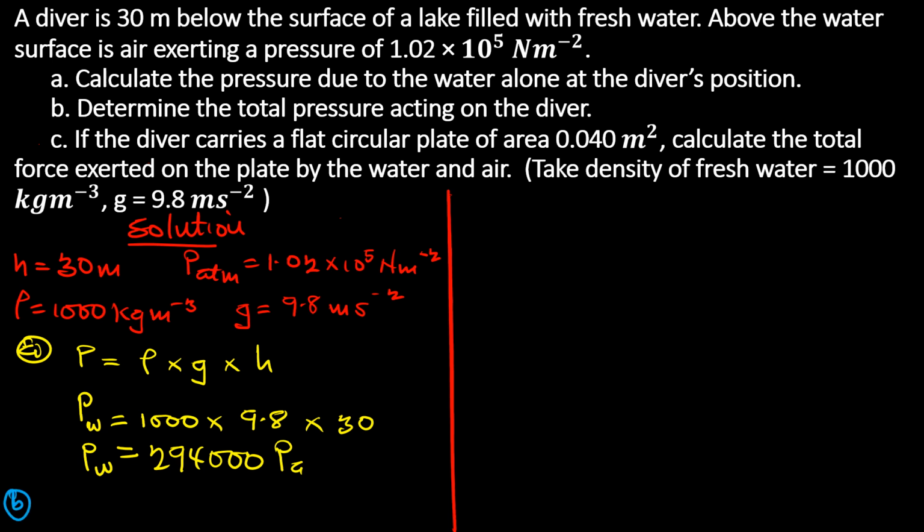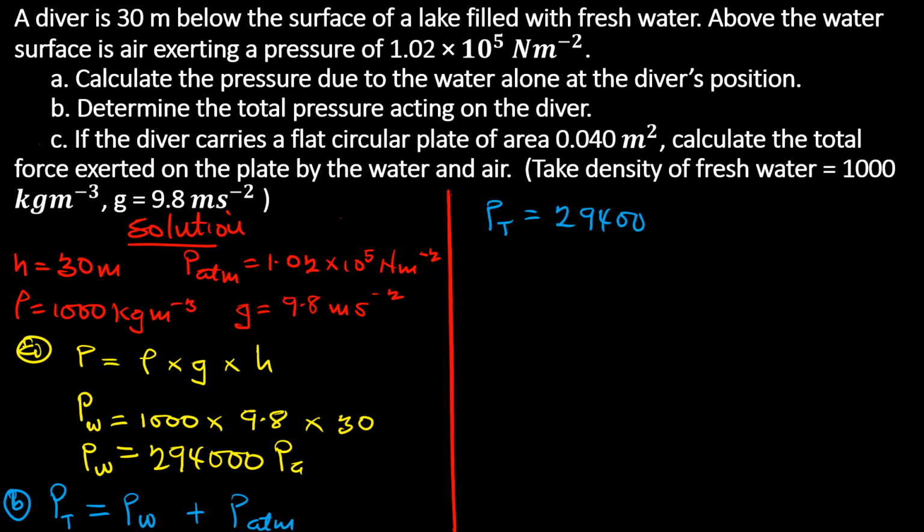Question B, we have to determine the total pressure acting on the diver. And there are two pressures acting on the diver. That's the pressure of the water and also the atmospheric pressure. So let's make total pressure to be PT. So PT is equal to pressure of the water plus the atmospheric pressure.